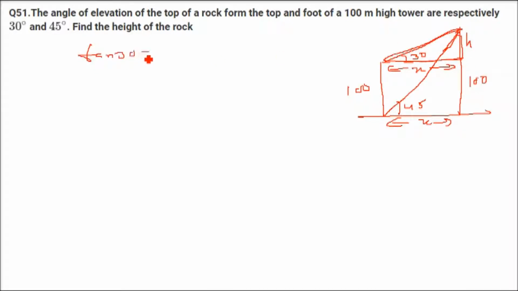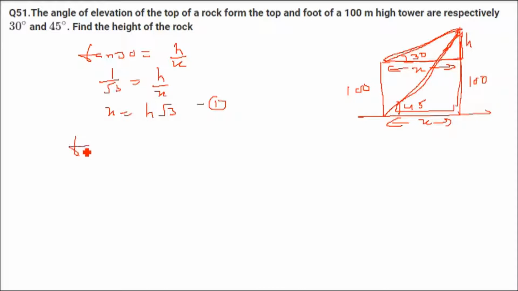So tan 30 degree will be equal to h by x. So tan 30 is 1 by root 3 and this is going to be h by x. So x will be equal to h root 3. This is our first equation. Now coming to this triangle. In this triangle tan 45 will be equal to h plus 100. We have to take the whole of this, right? So h plus 100 by x. But x is h root 3, so put it here. And tan 45 is 1.